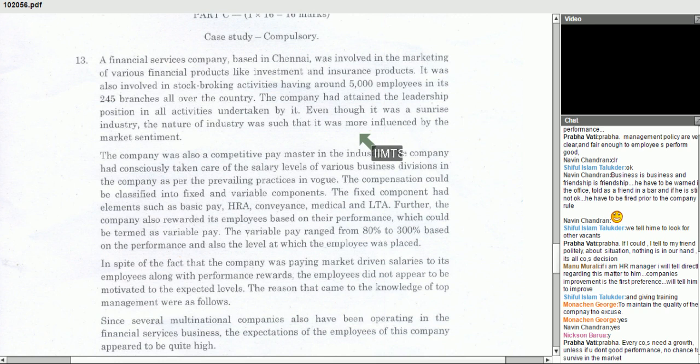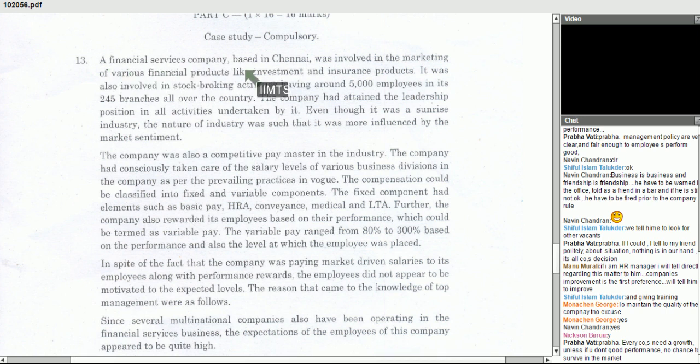Okay, Prabha wrote, every company needs growth. Unless you perform well, there is no chance to survive in the market. Okay, that's true. Very good, Prabha. Okay, let's read this case study together.